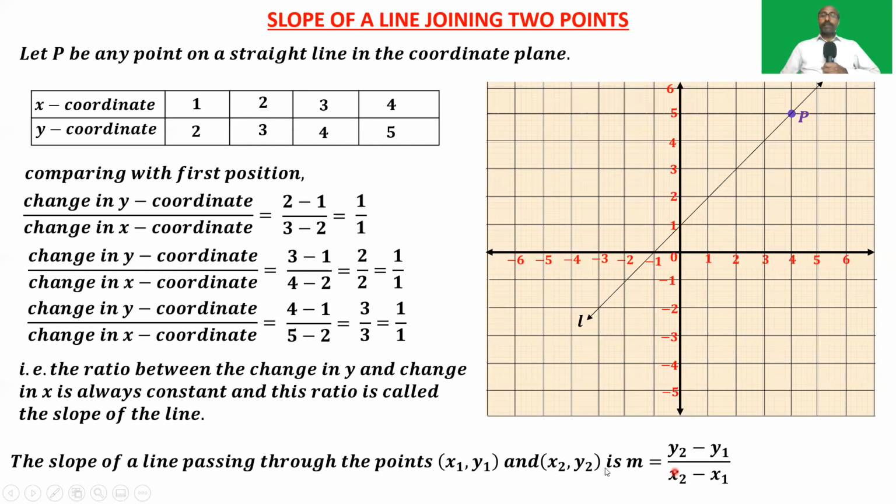So simply we can say that the slope of the line joining two points x1, y1 and x2, y2 is y2 minus y1 by x2 minus x1, or we can write it as y1 minus y2 by x1 minus x2 also.